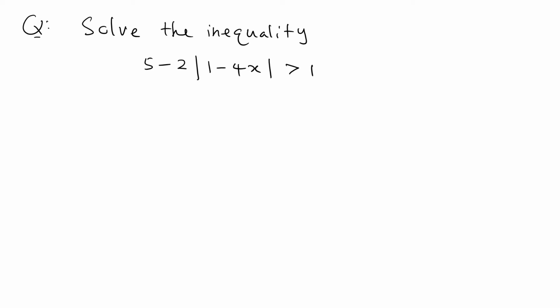There are two major types with absolute values. One is absolute value greater than, the other one is absolute value less than. So let's see how we are going to proceed with a problem like this. The goal is to isolate the absolute value term. That's what we're trying to do, so we just use basic algebra to isolate the absolute value term.